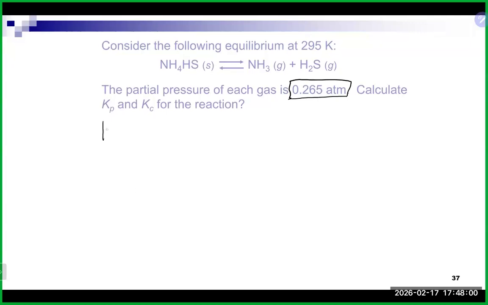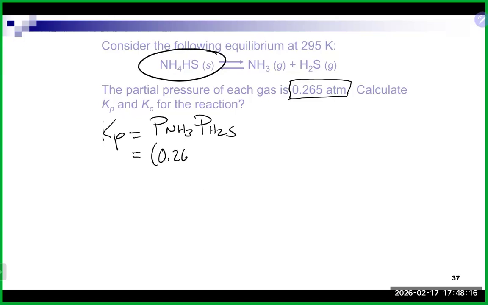So our Kp in this case would be the partial pressure of NH3 times the partial pressure of H2S. Once again, that is a solid, which will not be included in here. Each gas has that pressure, so we just pop that in there, 0.265 and 0.265. That is going to get us, we'll call it, 7.0 times 10 to the minus 2 as our Kp value. Any questions first off on that? Maybe 7.02 in this case.